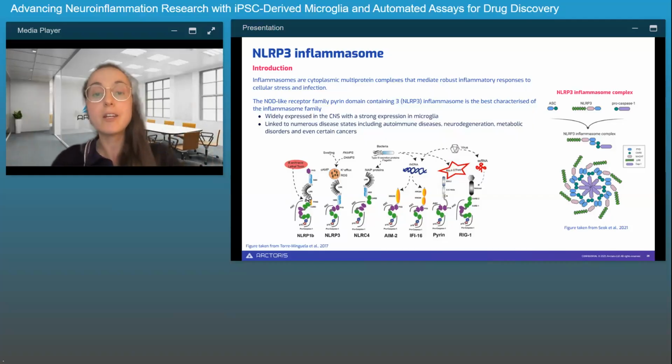As you can see in the image on the bottom, there is a range of different inflammasomes, but the most characterized one and the most important one that we think is the NLRP3 inflammasome. This protein is widely expressed in the central nervous system, but its strongest expression is in microglia. And this complex and its signaling pathway has been involved with many different diseases, such as Alzheimer's, which we'll discuss now.